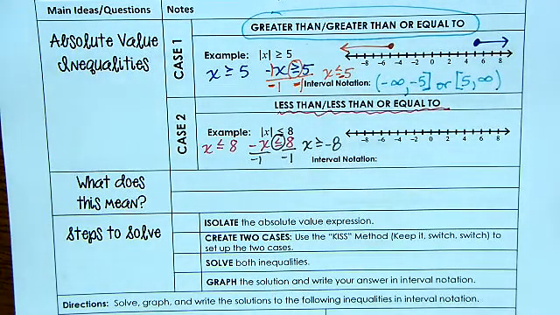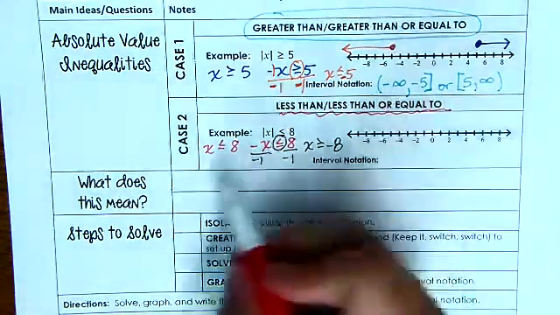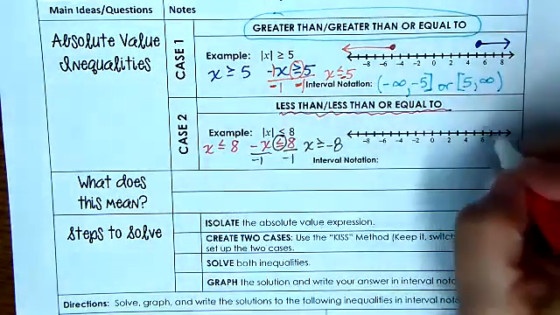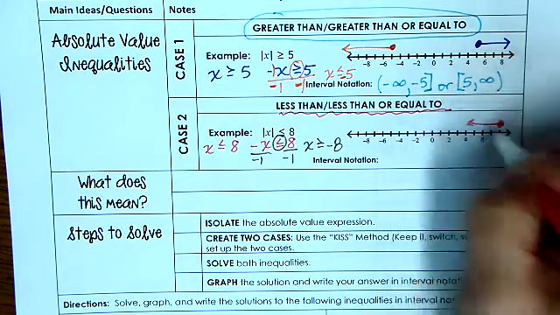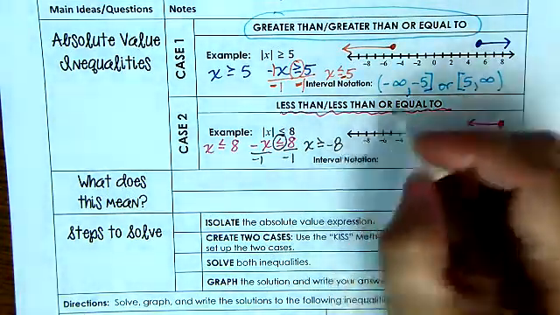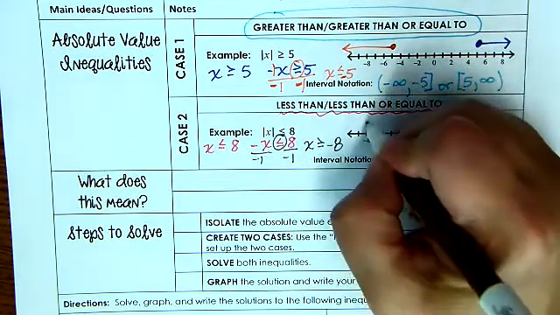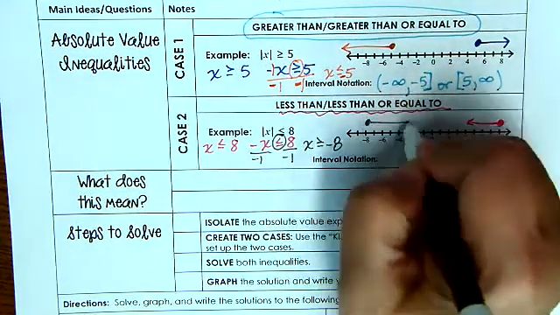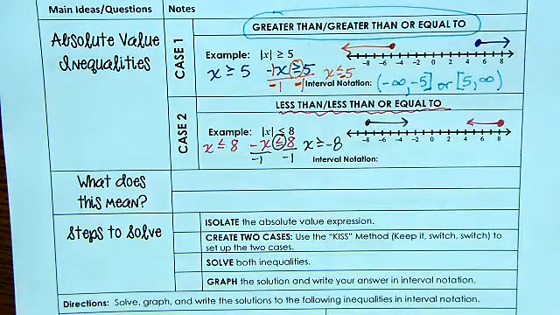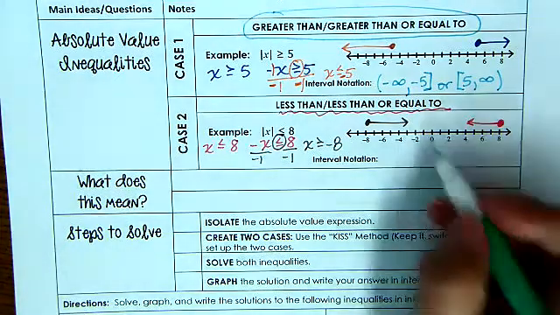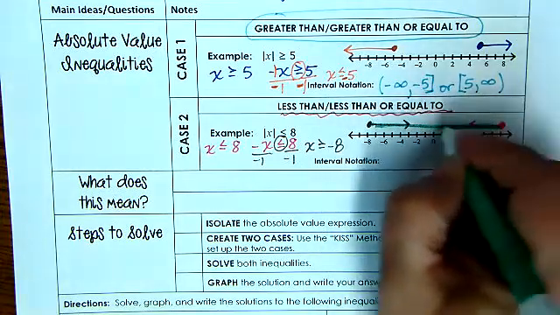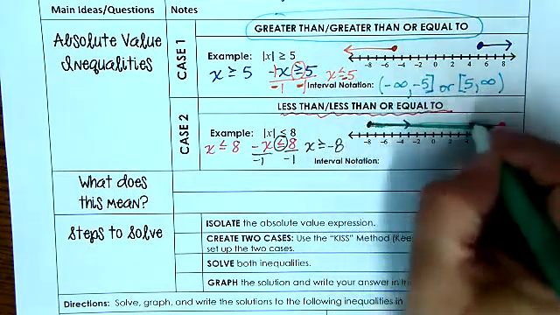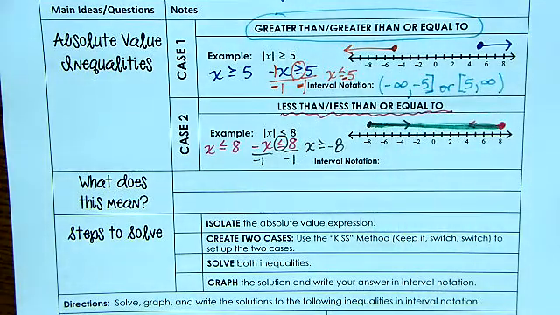And now I graph each one. Okay, so I've got x is less than or equal to 8. So I'm going to go and find 8. It's less than or equal to, so it's a filled in dot and it's going in this direction. Okay, then I've got x is greater than or equal to -8. So I've got a filled in dot going in this direction. Well, wait a minute, they're going together. That means it is everything that's in between the two dots. It is everything that's in between those two dots.